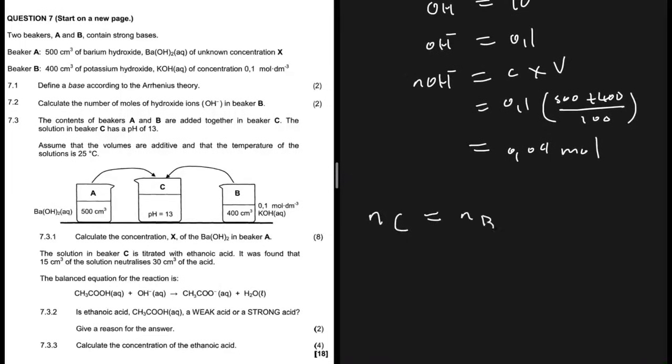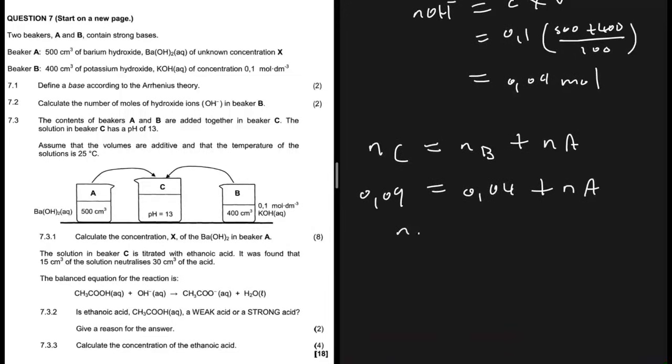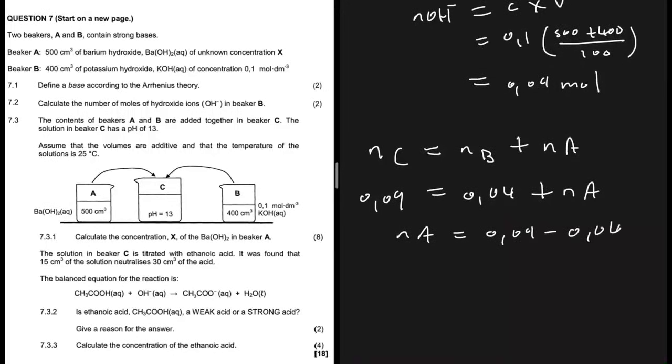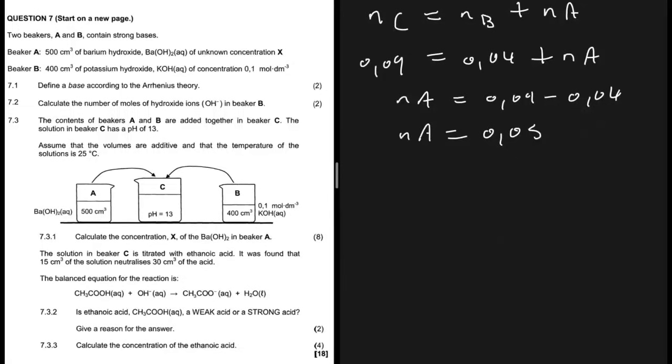So now we have the number of moles of beaker C, which is equal to the number of moles of beaker B plus the number of moles of beaker A. The number of moles of beaker C is 0.09. The number of moles of beaker B is what we calculated in 7.2, and that was I think 0.04, right? And then plus the number of moles of beaker A. So the number of moles of beaker A will be equal to 0.09 minus 0.04, which is equal to 0.05. So now we have the number of moles in beaker A.